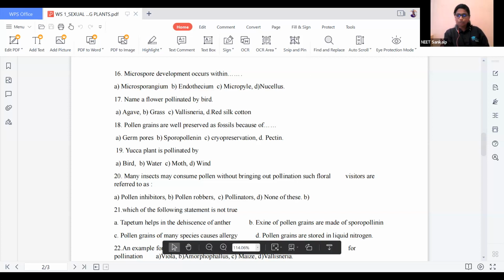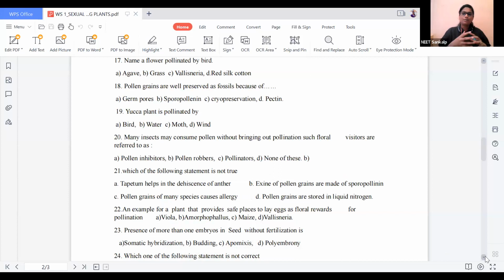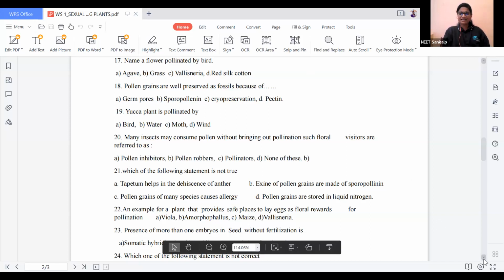Okay, the 22nd question goes like this. An example of a plant that provides safe places to lay eggs as floral rewards for pollination. That is, safe places for the eggs of insects, a kind of reward. Option A Viola, option B Amorphophallus, option C Zea mays, option D Vallisneria. Priyanka, Jyoti, Anvita, Mahalakshmi and Diksha answered it. Option B, Amorphophallus, is the right answer, guys.